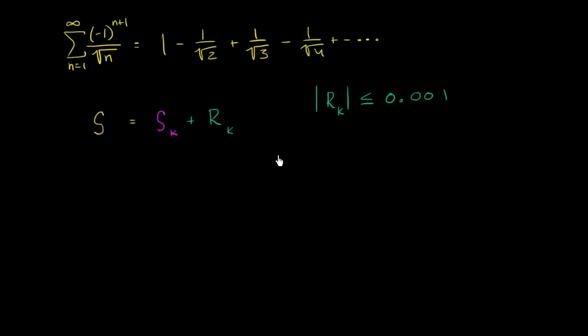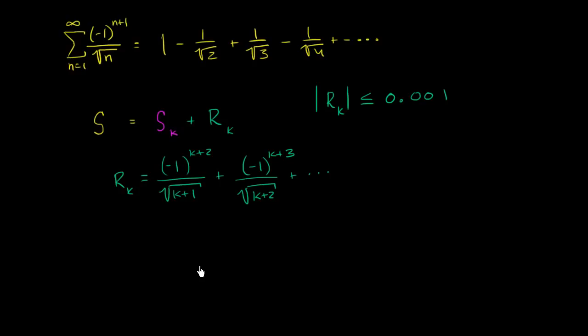All right, I'm assuming you've had a go at it. So let's just remind ourselves what r sub k looks like. So r sub k is going to start with the k plus first term. So it's going to be negative 1 to the k plus 1 plus 1. So it's negative 1 to the k plus 2 over the square root of k plus 1. And then the next term, I could just write plus negative 1 to the k plus 3 over the square root of k plus 2. And it's just going to go on and on and on like that.